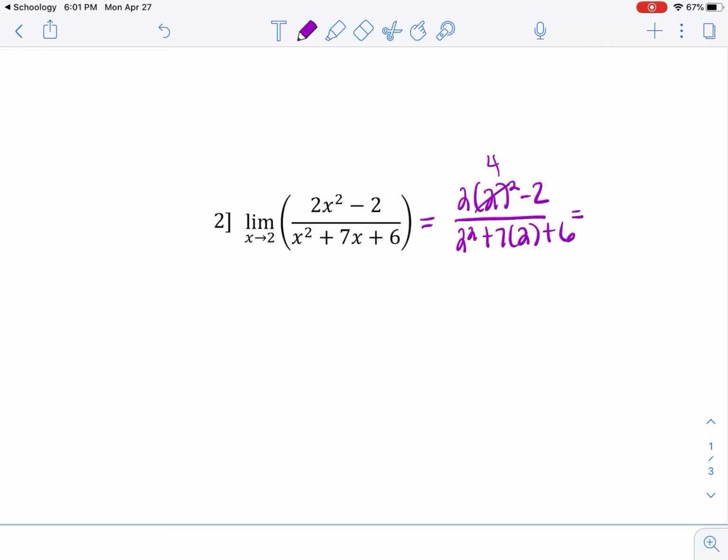So this is 4. 2 times 4 is 8, minus 2 is 6. And then this is 4. This is 14. So that's 18 plus 6 is 24. And then 6 goes into both of those, 1 time and 4 times. Right?